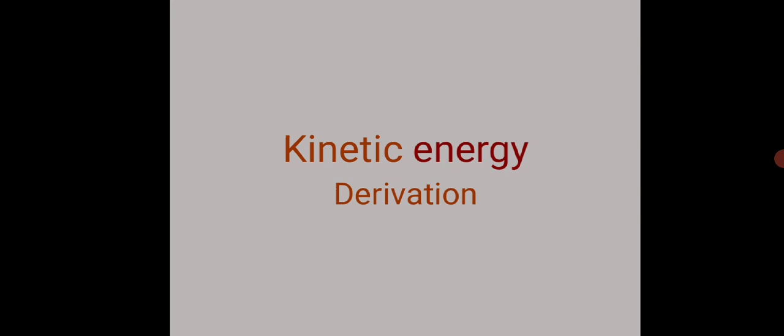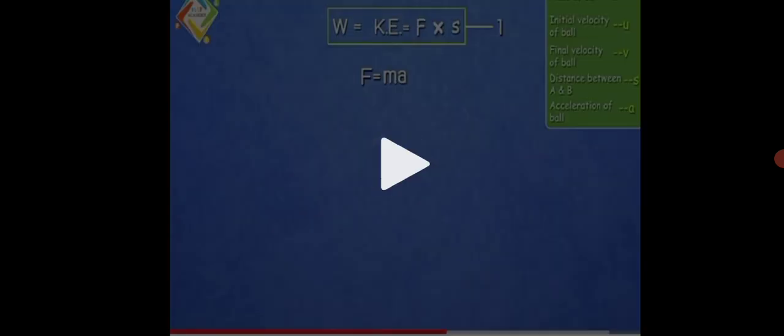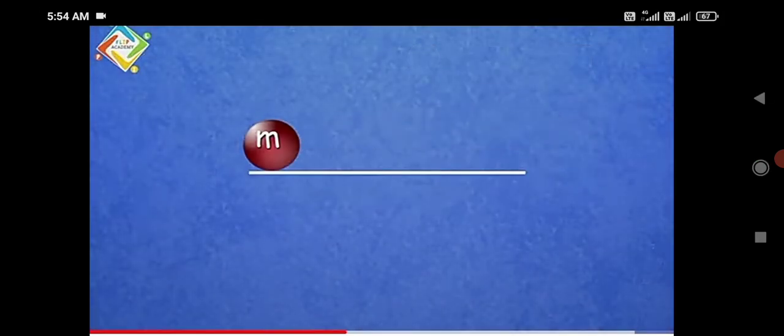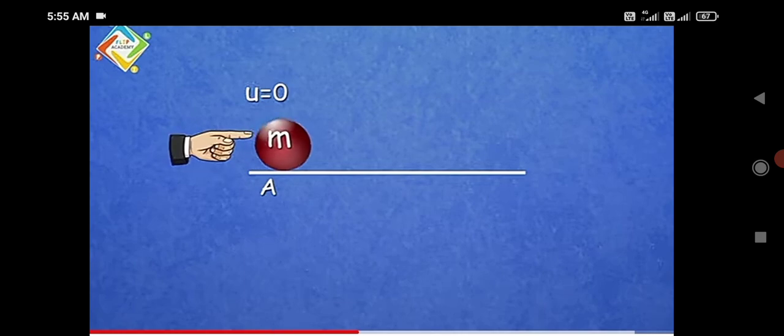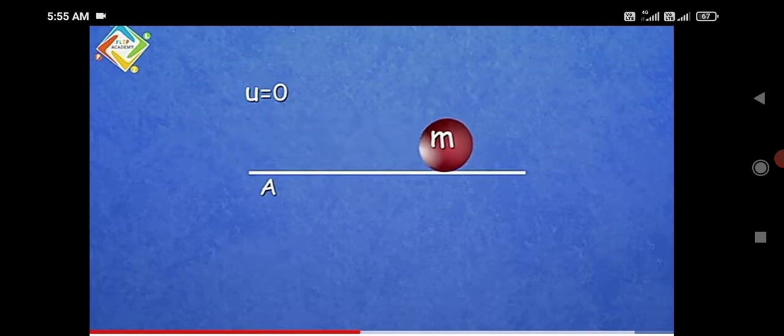Next, is there any derivation? Yes, definitely there is a derivation and a formula. First of all, what is the formula for kinetic energy? Suppose any one object has mass m. Imagine mass m which is at A, at rest. If the object of mass m is at rest, then what is the initial velocity? u equals 0. Now if we push the ball of mass m, what happens? It is moving.